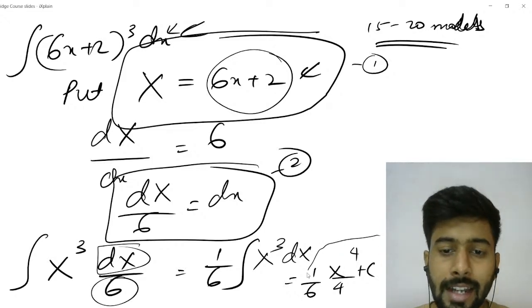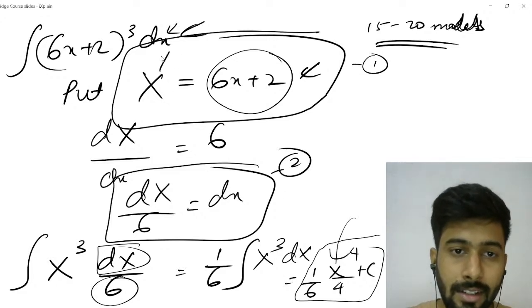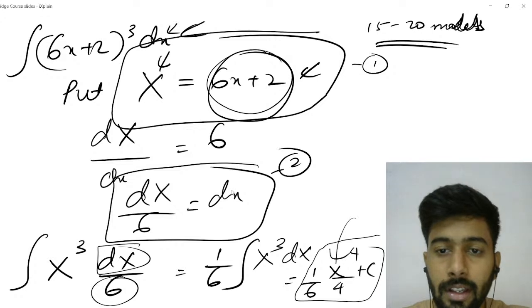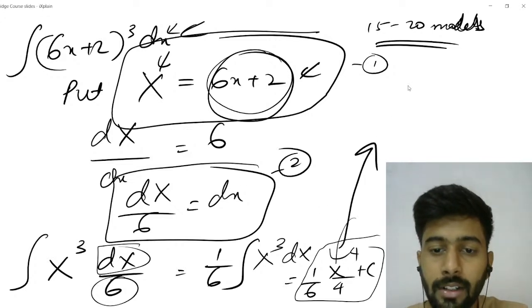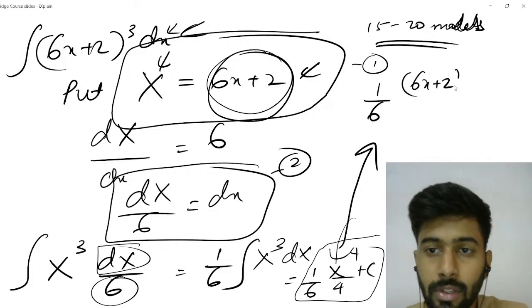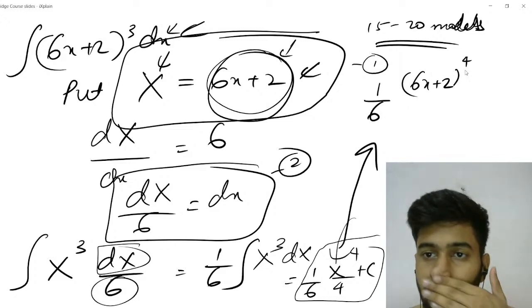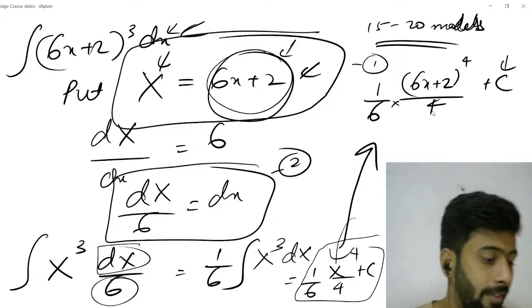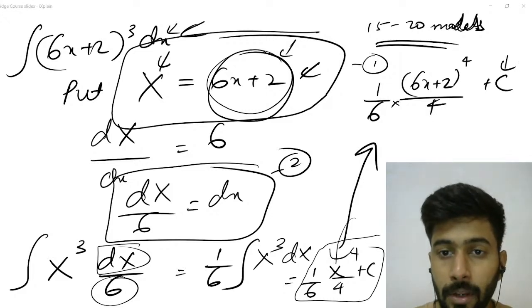Now, will you leave your answer like this? No, right? Because you brought this capital X. You have to get rid of this capital X with your substitution again. So go back. Answer is 1 by 6 capital X power, which is 6x plus 2. Capital X is (6x plus 2) power 4 divided by 4 plus c. Don't forget this plus c.